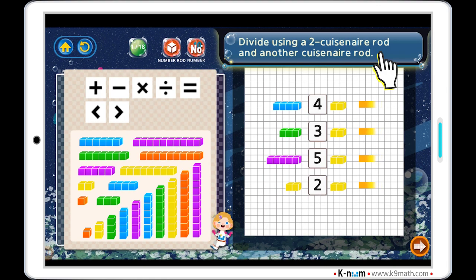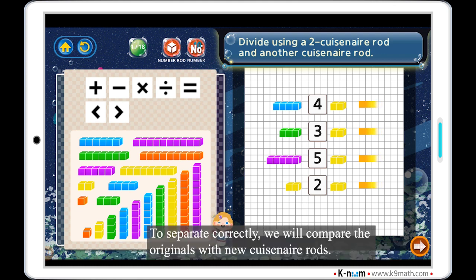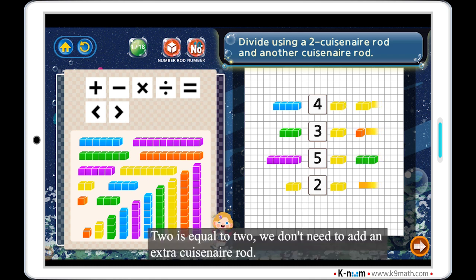Divide using a 2 Cuisenaire rod and another Cuisenaire rod. Divide a Cuisenaire rod, it means split into 2 groups. To separate correctly, we will compare the originals with new Cuisenaire rods. Two is equal to 2, we don't need to add an extra Cuisenaire rod.